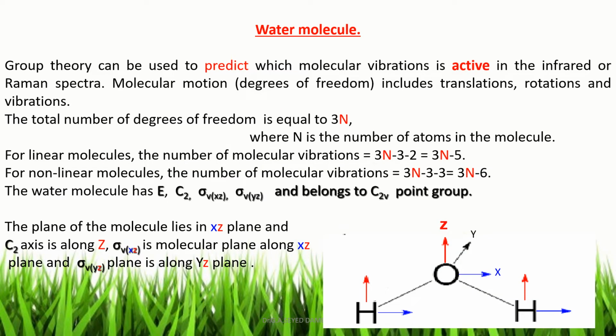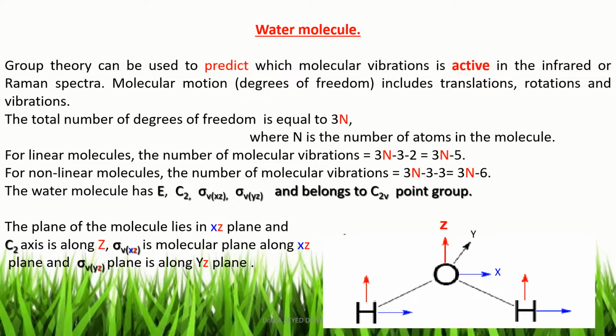First one is the water molecule, H2O. Group theory can be used to predict which molecular vibration is active in infrared or Raman spectroscopy. Molecular motion, that is the total degrees of freedom, includes translational, rotational, and vibrational. The total number of degrees of freedom is given by the formula 3n, where n is the number of atoms in the molecule. For a linear molecule, the number of vibrational modes is given by 3n minus 5, and for a nonlinear molecule, by 3n minus 6.